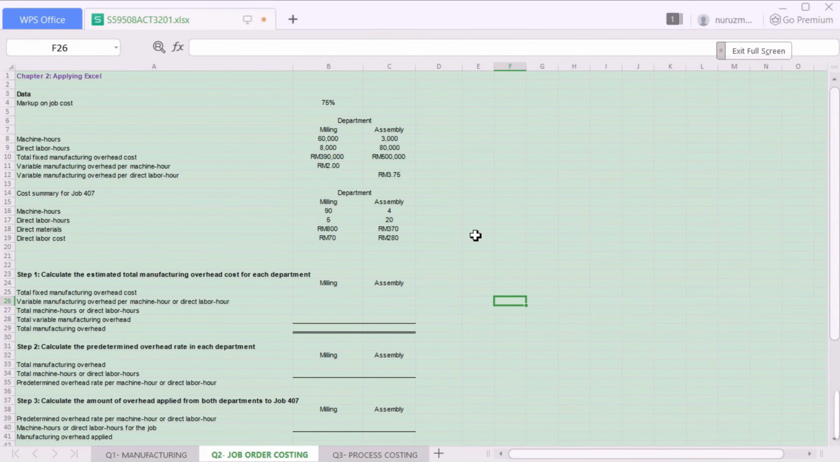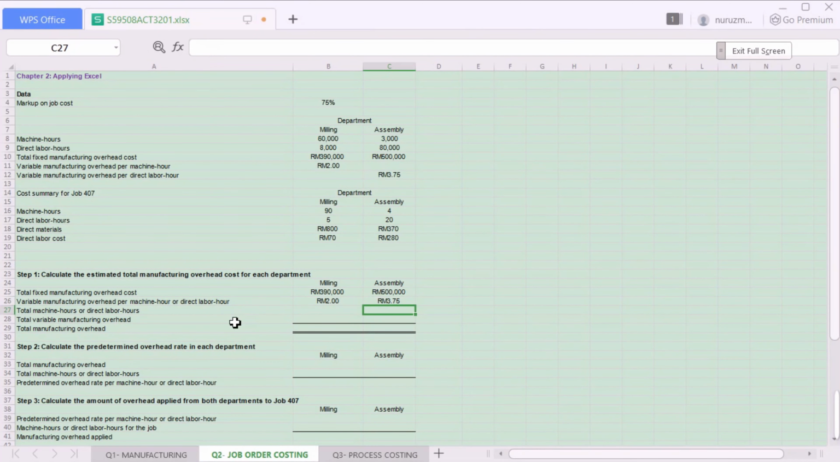Question 2, job order costing. We have two departments, which are milling and assembly. Step 1, calculate the estimated total manufacturing overhead cost for each department. Total fixed manufacturing overhead cost for milling is 390,000 and 500,000 for assembly. Variable manufacturing overhead for milling is RM2 per machine hour, and for the assembly RM3.75 per direct labor hour.